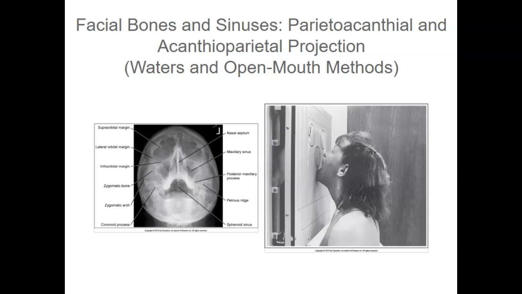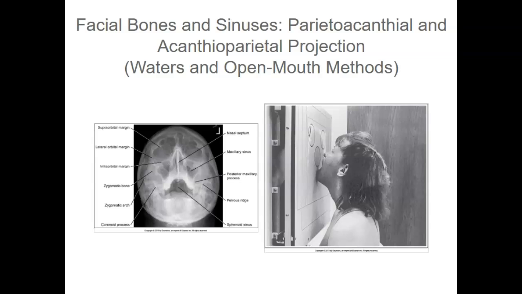The petrous ridges are demonstrated inferior to the maxillary sinuses and extend laterally from the posterior maxillary alveolar process. For the open mouth Waters projection, the sphenoid sinuses are visualized through the open mouth. For both projections, the bony nasal septum should be aligned with the long axis of the exposure field.